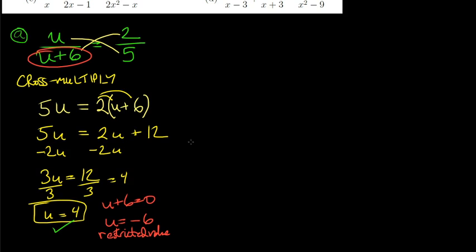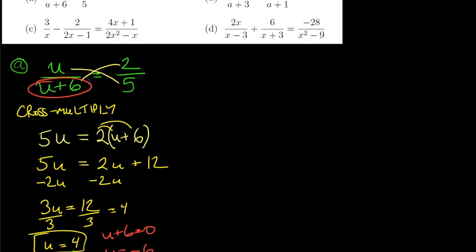And in fact, you can go back and plug that in to check. Oh, let's do that because I'm probably not going to do that in any of the other problems. If u is 4, we get 4 over 4 plus 6 equals 2 over 5. Is that correct?